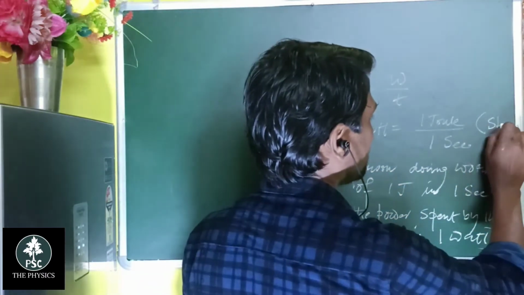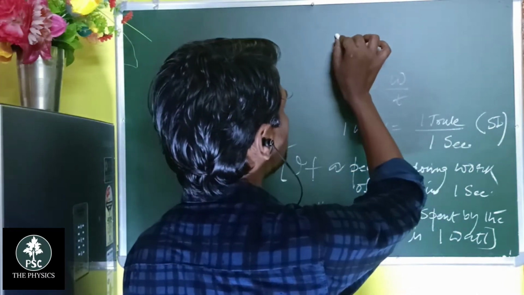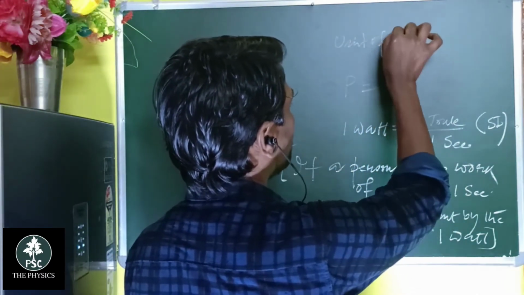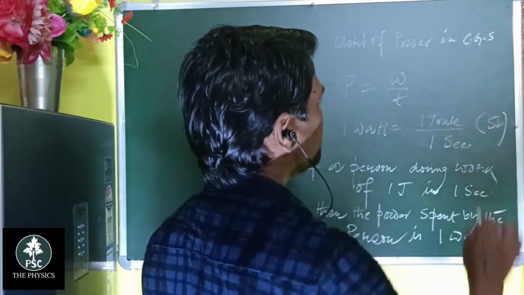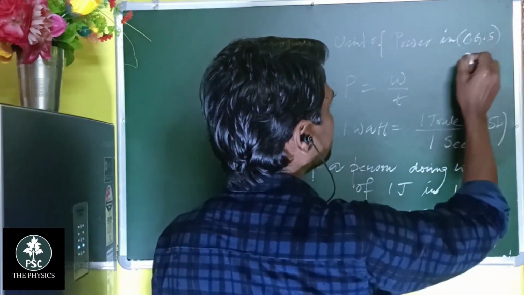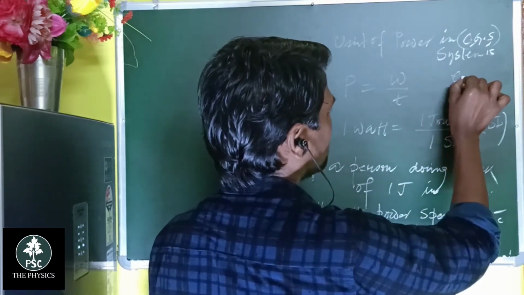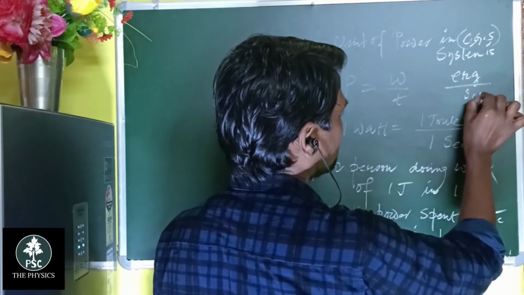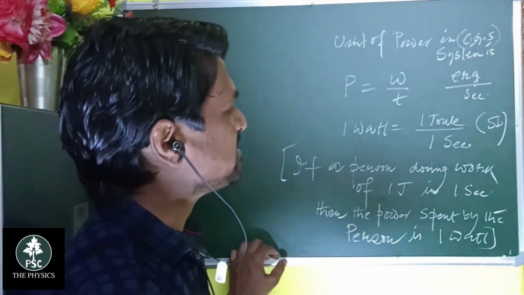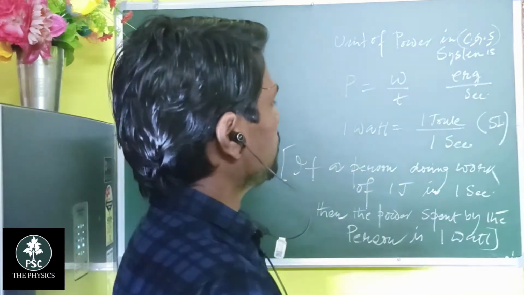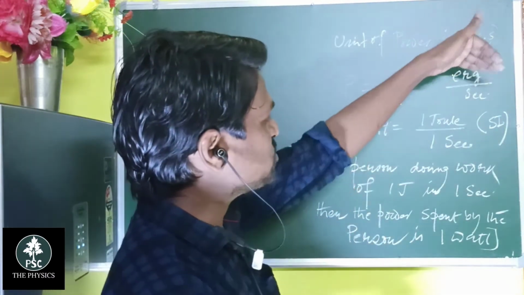If we take into account the CGS unit, then we can say that in CGS, the centimeter gram second system, the unit of power is erg by second. In place of joule, you can write erg by second. So this is the CGS unit and SI unit, and you can easily convert these.